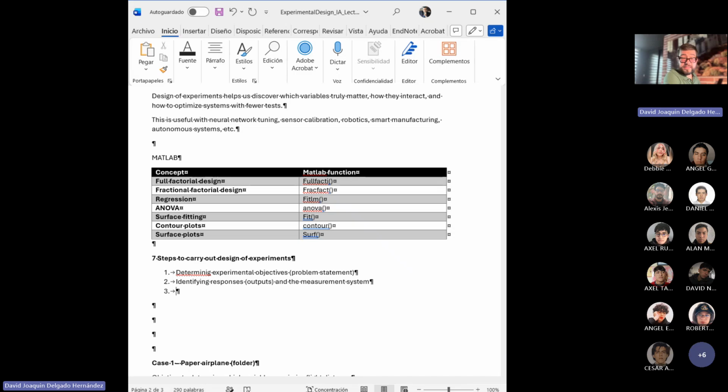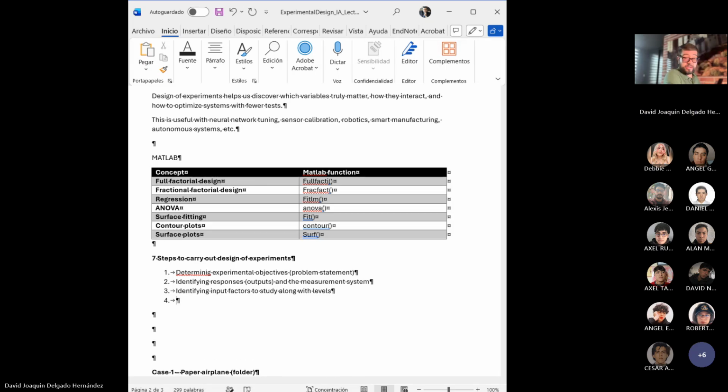Perfect. The next step is again identifying the input factors to study along with their levels, okay? The levels of these factors. Number 4 is choosing the right design.